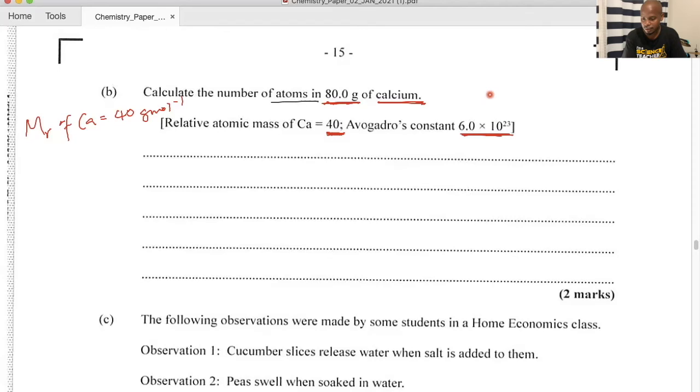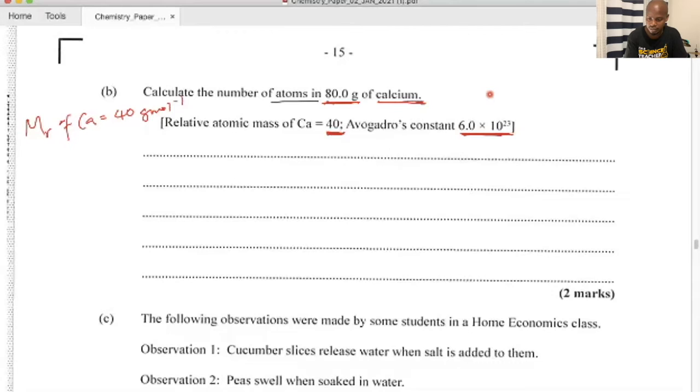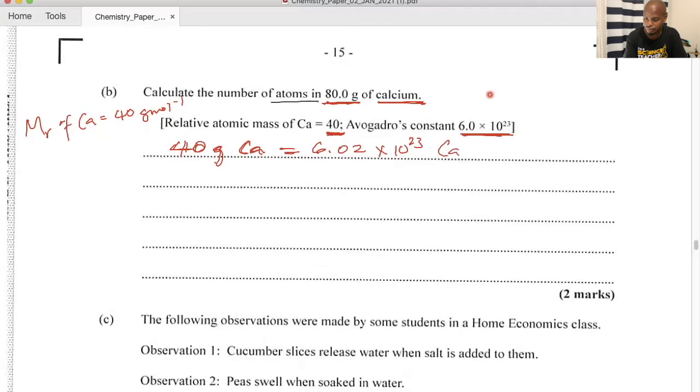So since we know that 40 grams per mole represents the molar mass for calcium, we can write a statement which says 40 grams of calcium contain the Avogadro's number of calcium atoms. And just intuitively, if we're using 80 grams, then that would be twice the Avogadro's number. So we should be able to see that we're going to get 6.0 times 10 to the 23rd times 2, which would be 1.2 times 10 to the 24th calcium atoms.